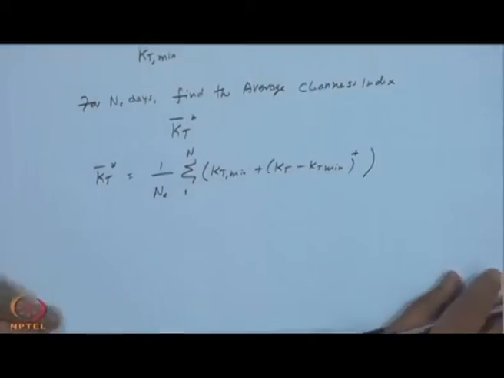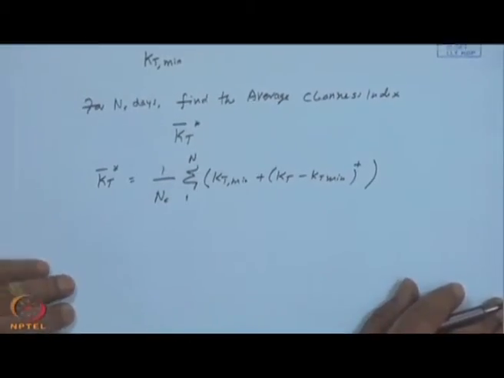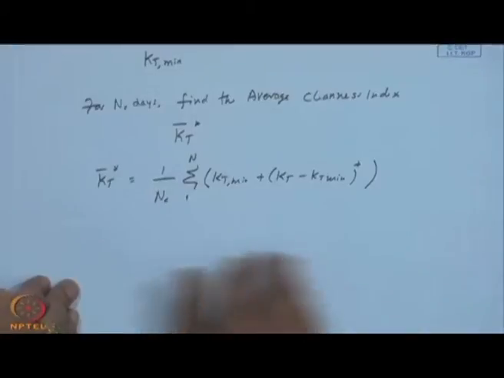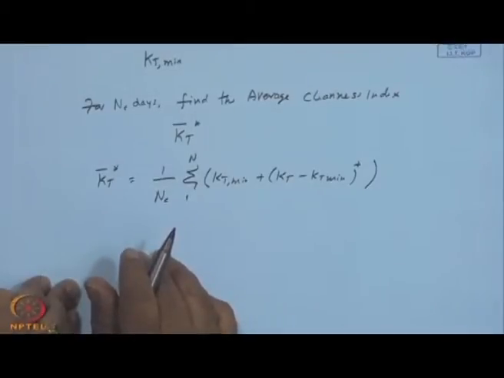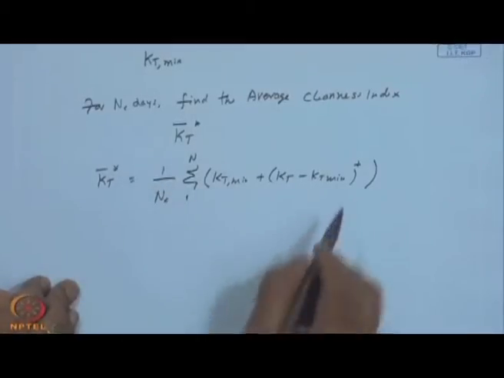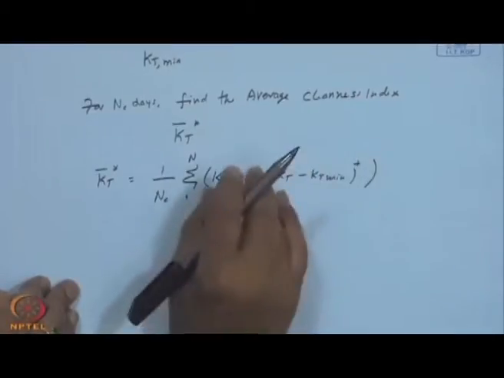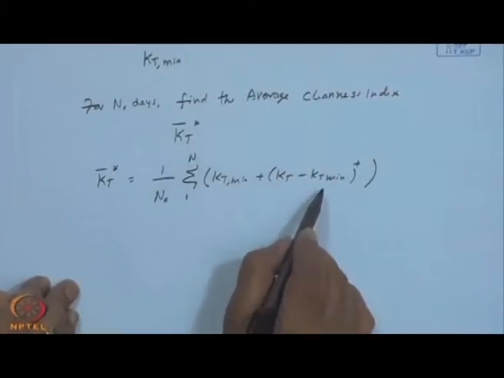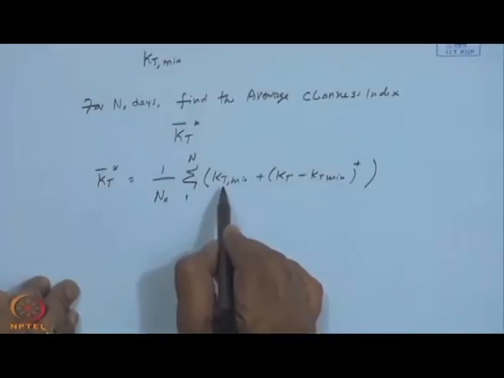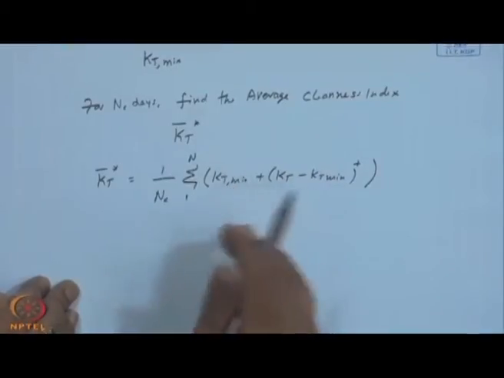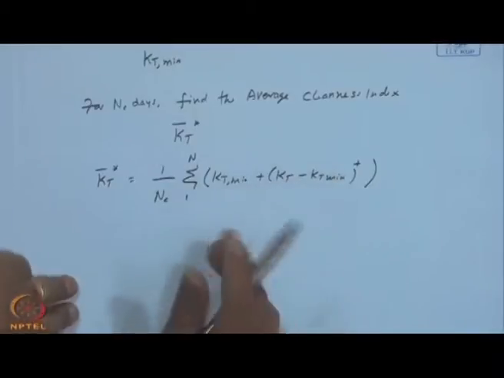This is only a clumsy way of mathematically putting it. Just find out the clearness indices of the days with kT greater than kT minimum and take the average. So, if this is negative, it will be 0, only kT minimum will be there. If this is positive, that will be contributed to kT minimum, that is the ordinate above the kT minimum value, that is all, nothing else.